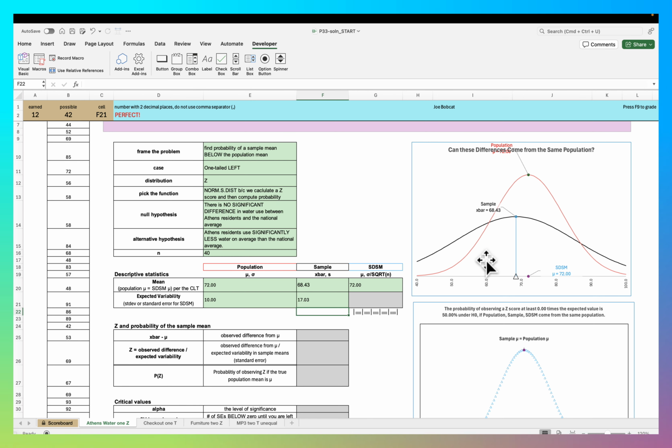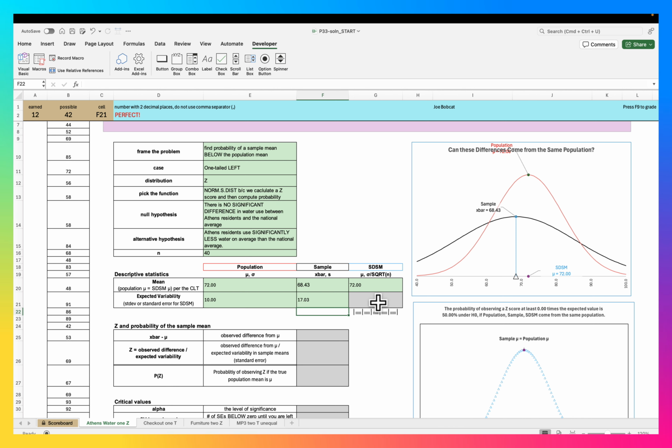And you can actually see that here. So here's the population, has less variability, and the sample, which is fatter east to west, has higher variability. And they have different sample means, right? There's 72, and then here's the 68 for the sample.